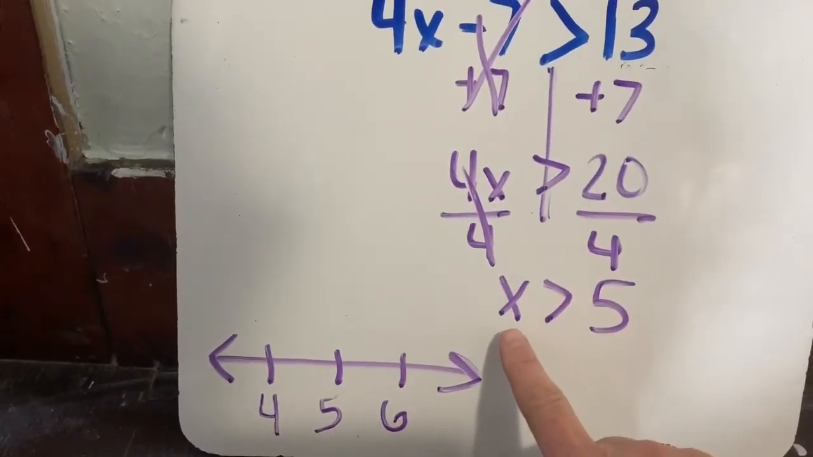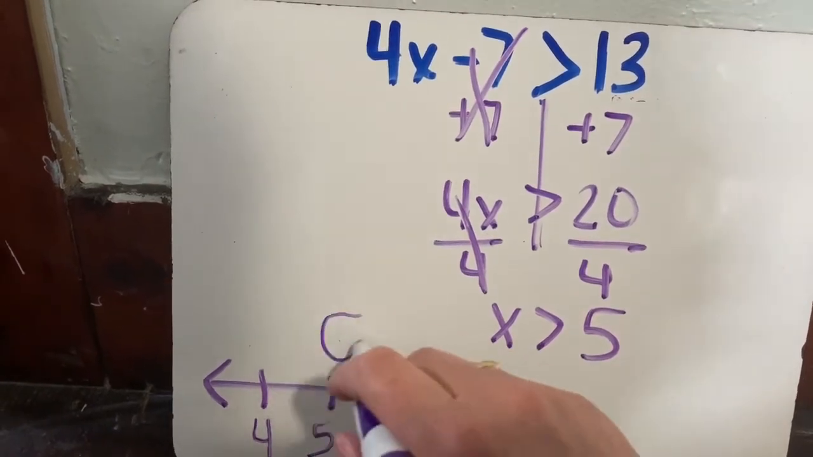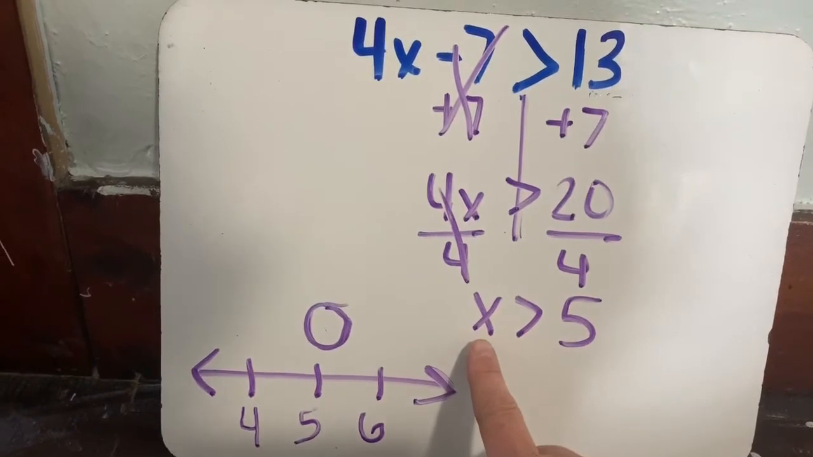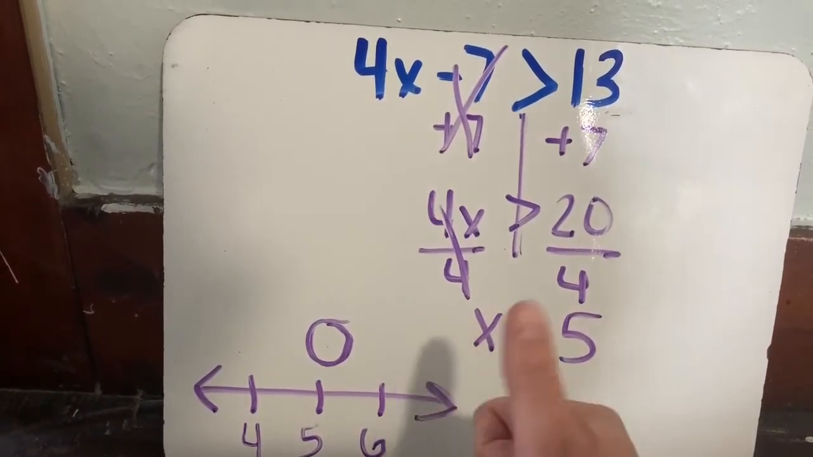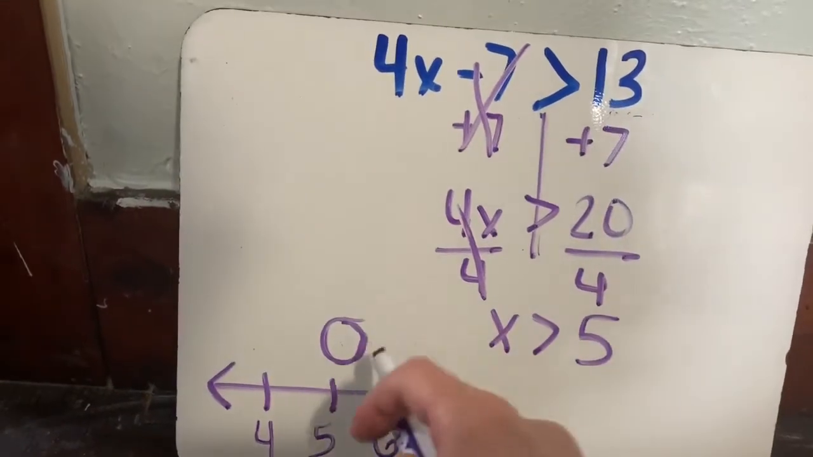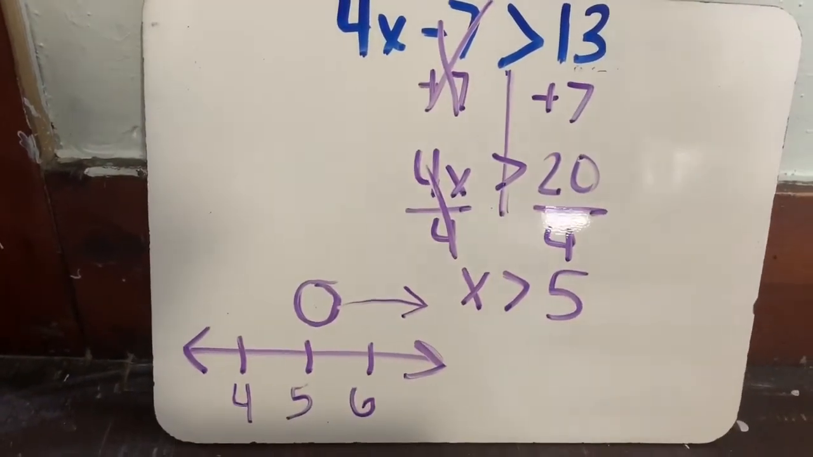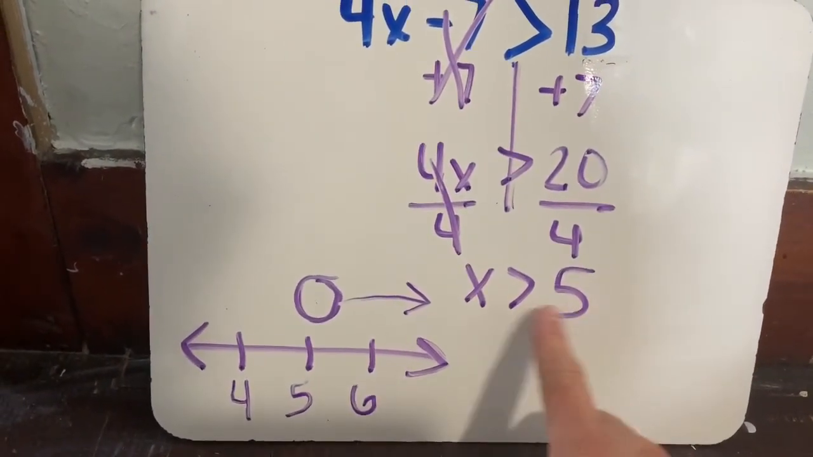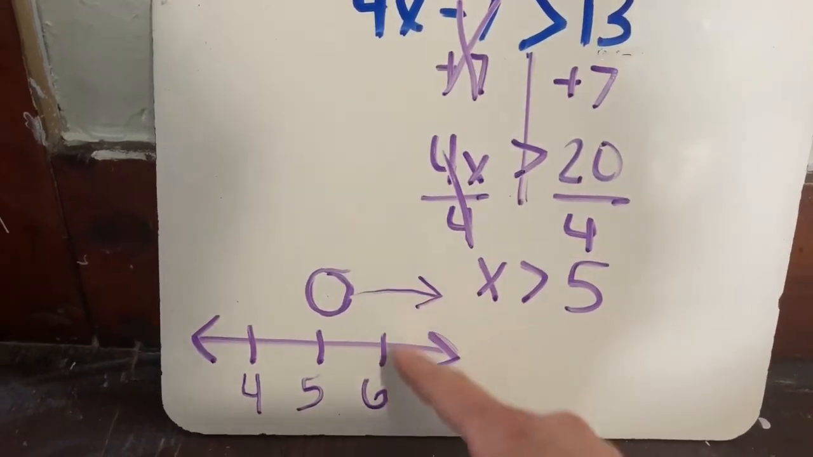Now I need to think about what kind of dot. If there's no line under, I leave it as an open circle. And because it says x is here on the left, I can use my cheat. That arrow is pointing that way. I'm going to make an arrow that also points that way. But I know it's true because if my number has to be bigger than 5, look, my line is up above the numbers bigger than 5, like 6.